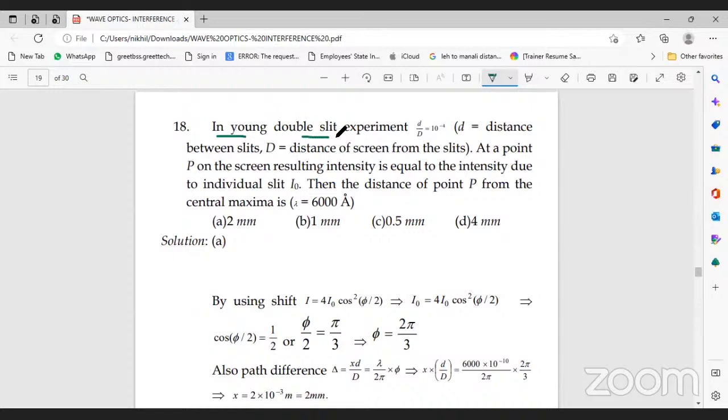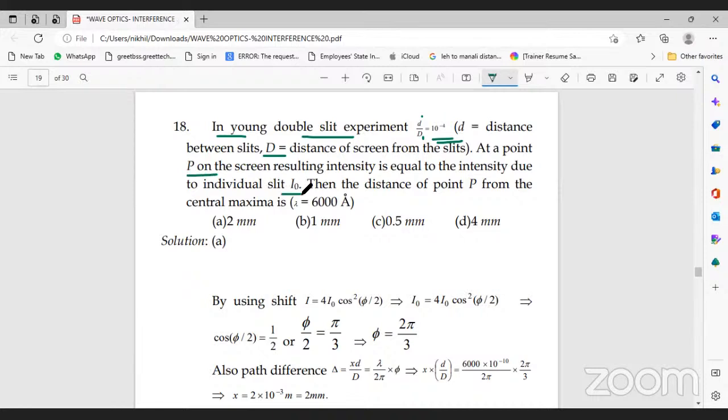In Young's double slit experiment, what is the small d by capital D value? Ten power minus 4. You know the meaning for capital D and all those things.